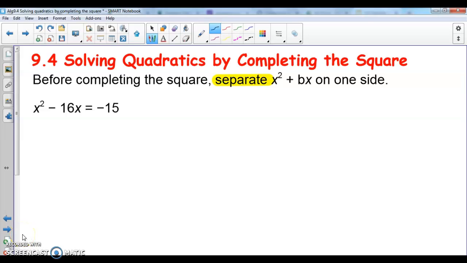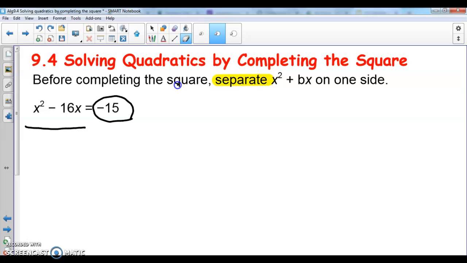So now we're going to look at how to solve quadratics by completing the square. So I have here an equation, x squared minus 16x is equal to negative 15. First you have to make sure that the constant is separated on the right hand side. As you can see here, 15 is already on the right hand side. So we have to separate the part that says x squared minus or plus bx.